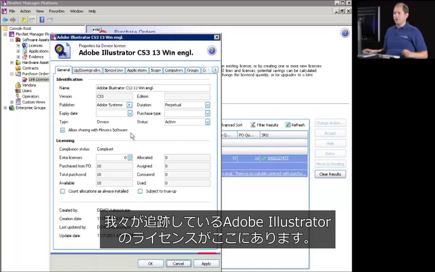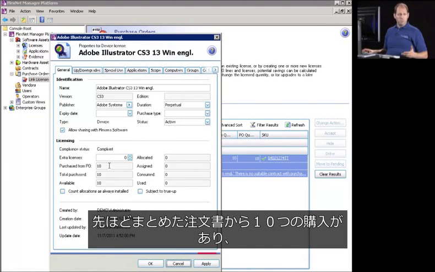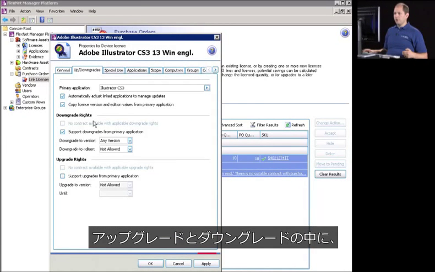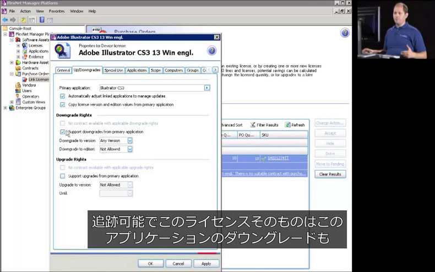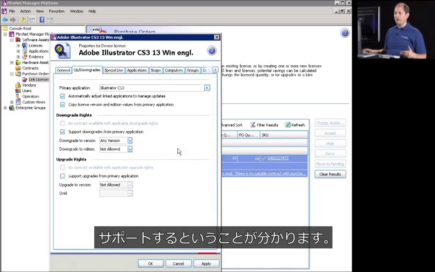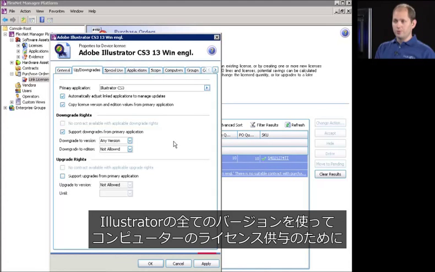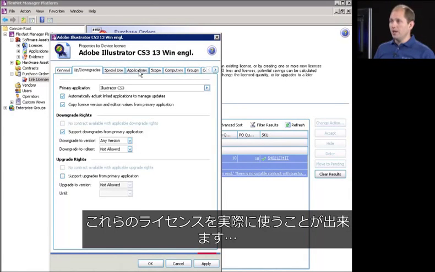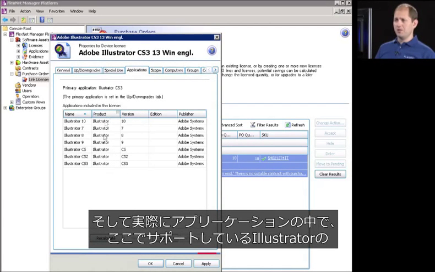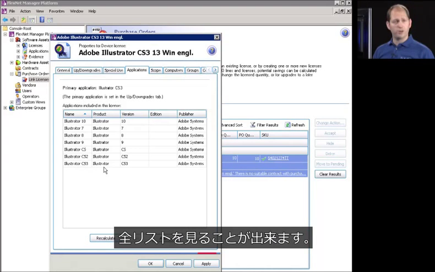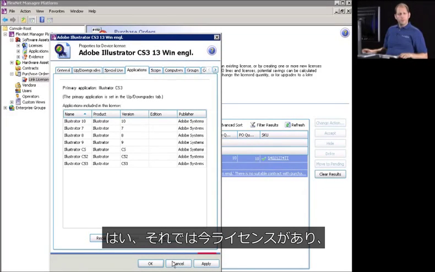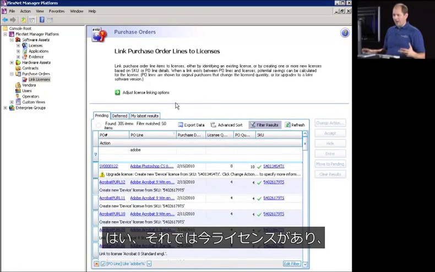Here's the Adobe Illustrator license that we're tracking. It's got 10 purchases from the PO, which we just integrated then. And under upgrades and downgrades, it's able to track, and it knows and understands that this license itself supports downgrades of this application as well. So without having bought any additional licenses, we're actually able to use these licenses to license computers using older versions of Illustrator as well. And in fact, under applications, you can see the full list of the different versions of Illustrator we're supporting here.